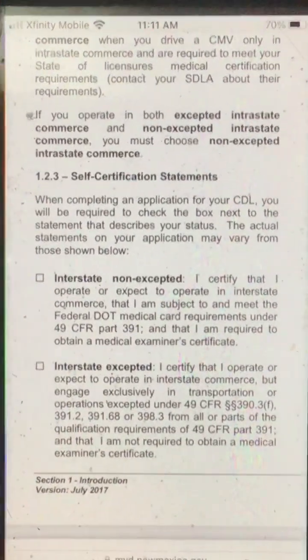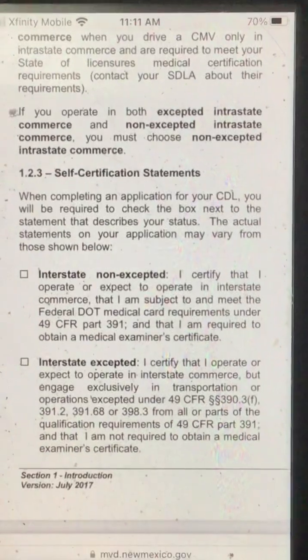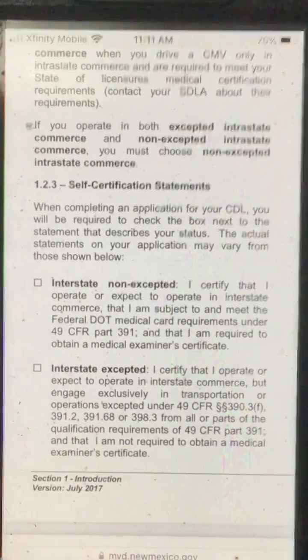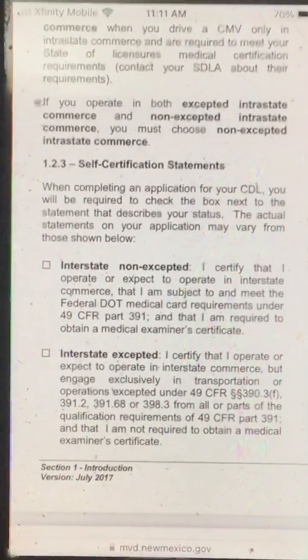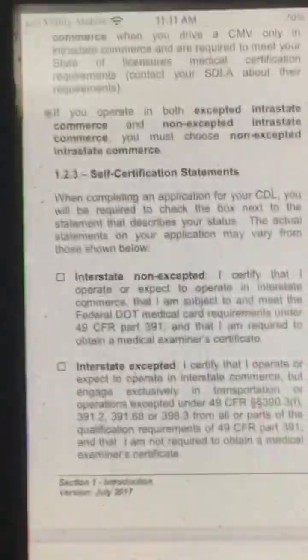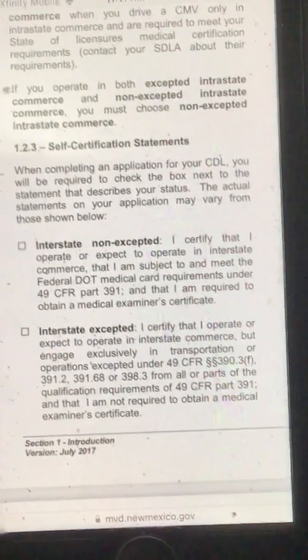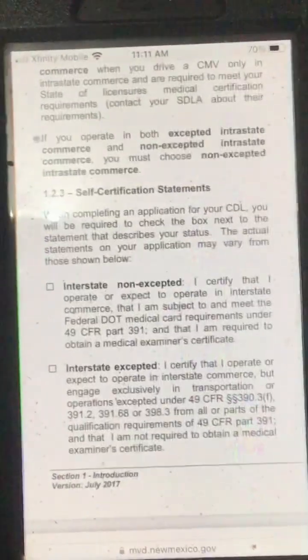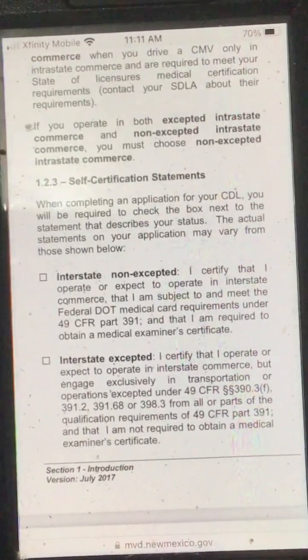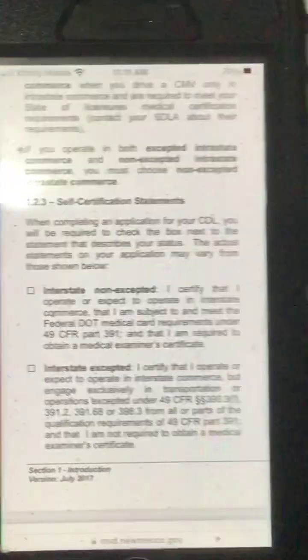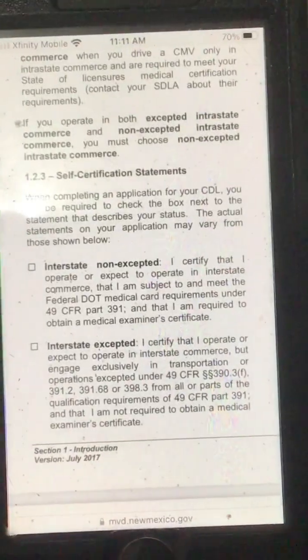Interstate non-accepted. That's highlighted. I certify that I operate or expect to operate in interstate commerce, that I am subject to and meet the Federal Department of Transportation medical card requirements under 49 CFR Part 391, and that I am required to obtain a medical examiner certificate.